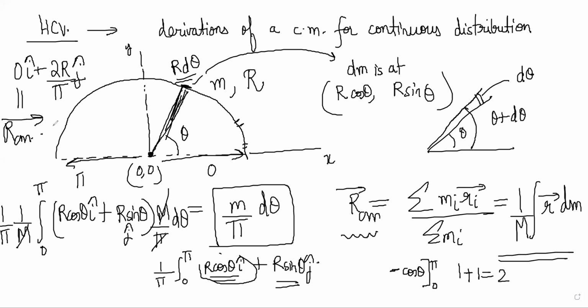So this is a fairly standard way to find center of masses. You can see further examples in your HCV, where he does center of mass for a plate as well. For a plate which is full, you will get 4r by 3 pi as the center of mass. We will see more such problems in the coming classes.